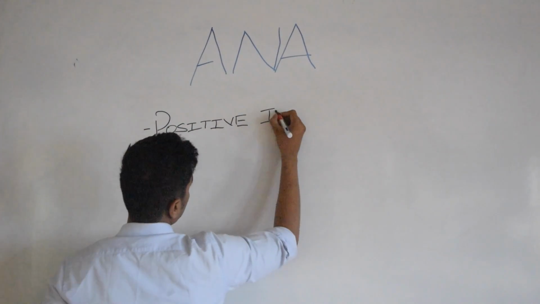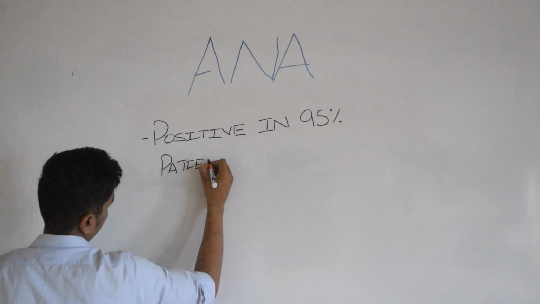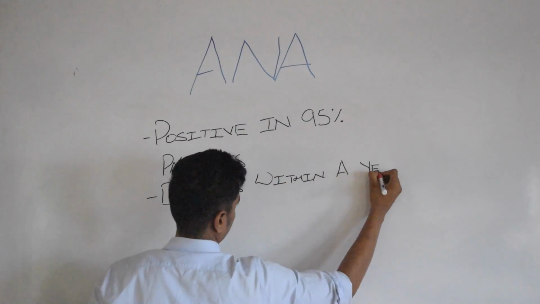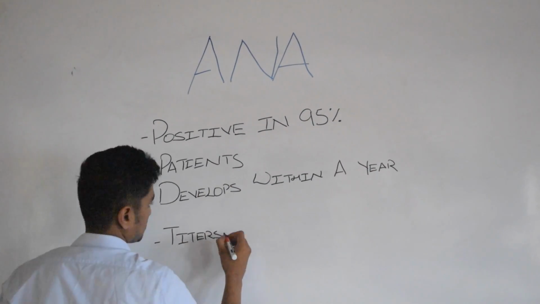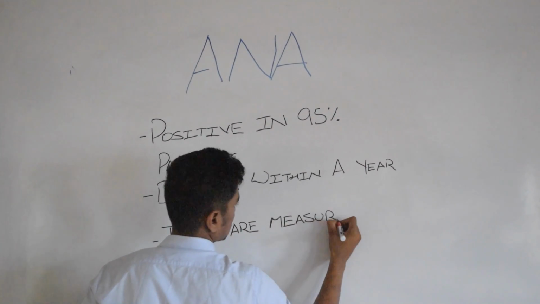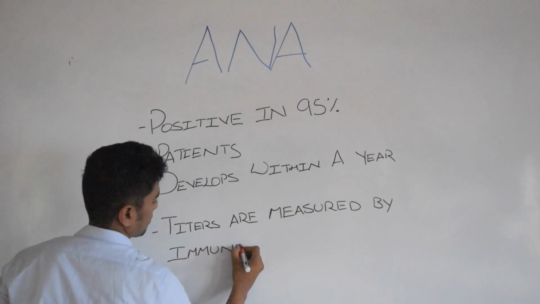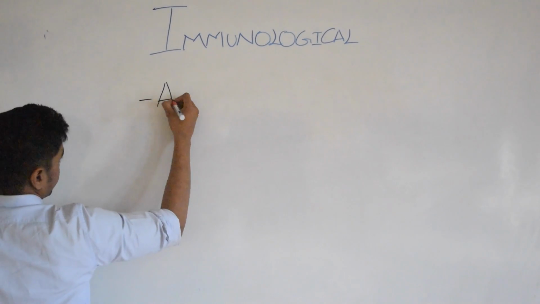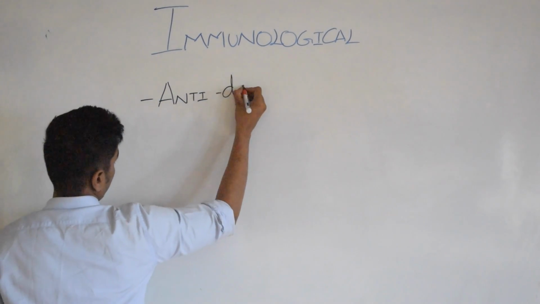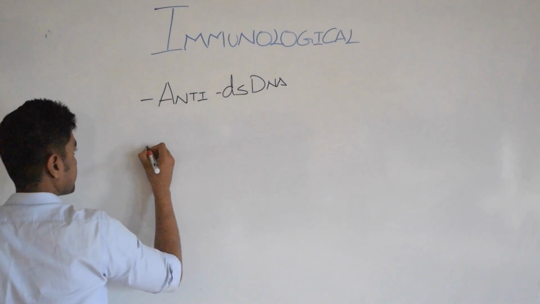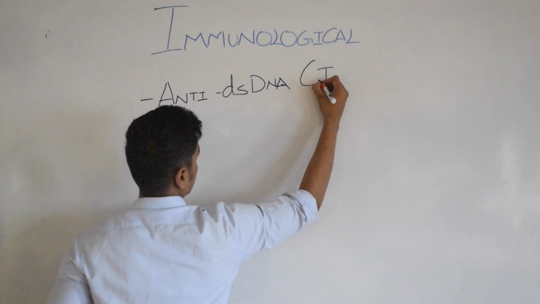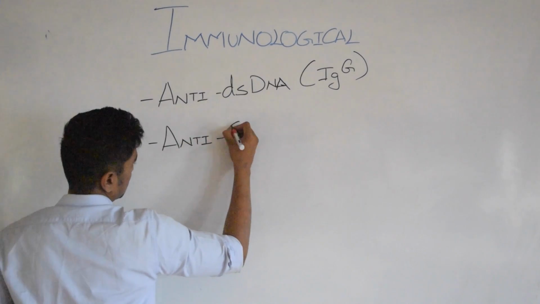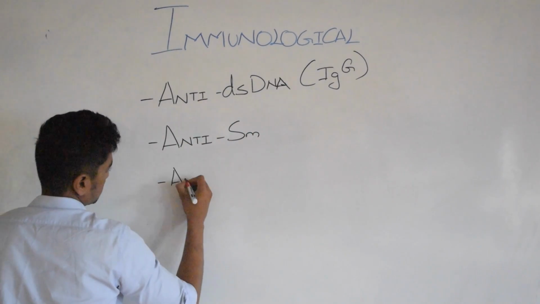Antinuclear autoantibodies are positive in 95% of the patients. They develop within a year and they can be measured by immunofluorescence and any equivalent tests. In the other 5% of the cases where the ANA is negative, a few other antibodies such as anti-dsDNA, anti-Smith antigen, and anti-phospholipids can be seen. Anti-dsDNA is usually formed by IgG antibodies.